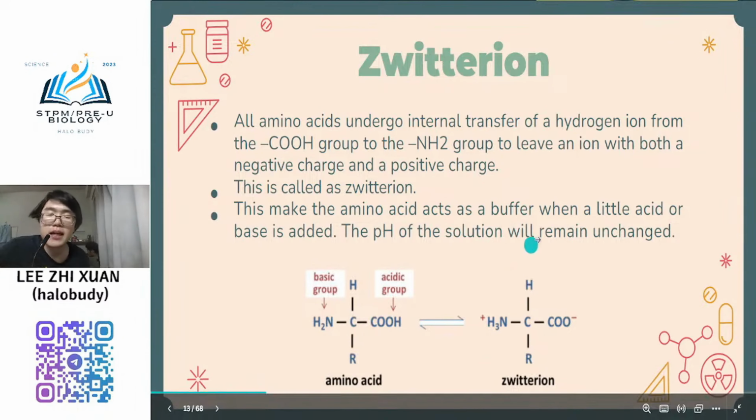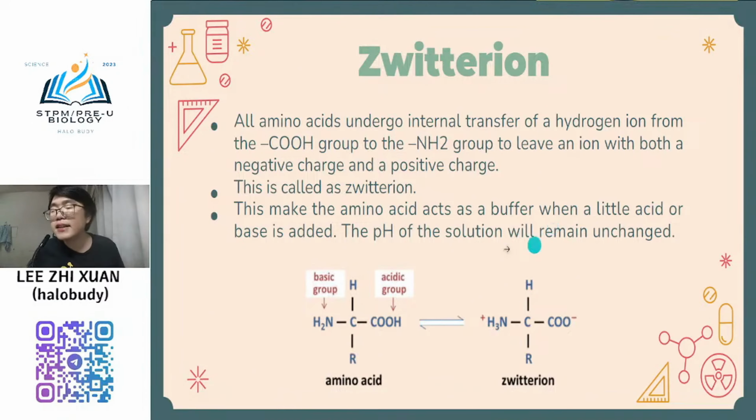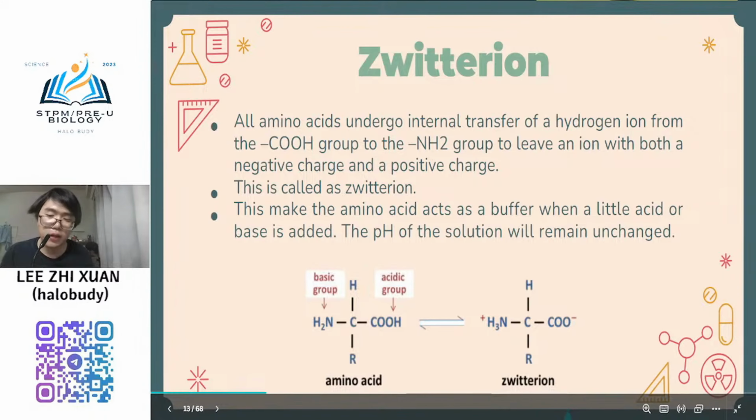Amino acid can act as a buffer, so that when a little acid or base is added, the pH of the solution will remain unchanged. This is the function of the buffer. I just want to let you know, in your chemistry chapter 6, equilibrium, you will learn more about acid and base, acidic reaction and also basic reaction. When you learn about that, you will know the function of the zwitterion. Maybe now you are confused again, but this is a very simple theory only.